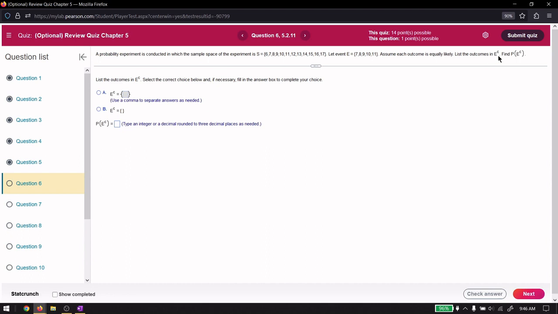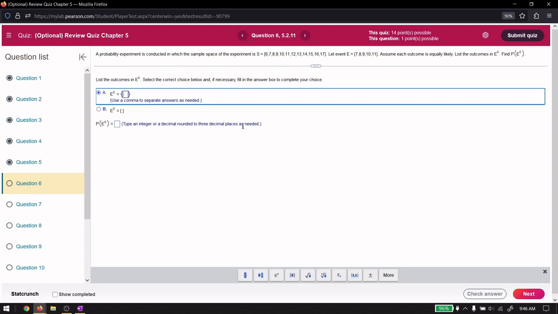List the outcomes in E complement and find the probability of E complement. Now, E complement is everything that's not in E. So if 7 through 11 is in E, that means E complement is going to be 6, not 7, not 8, not 9, not 10, not 11, 12, 13, 14, 15, 16, and 17. That's E complement.